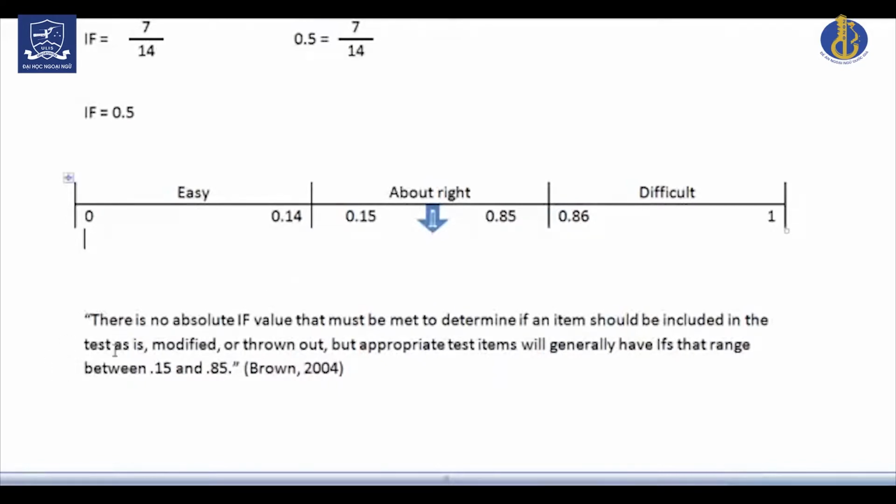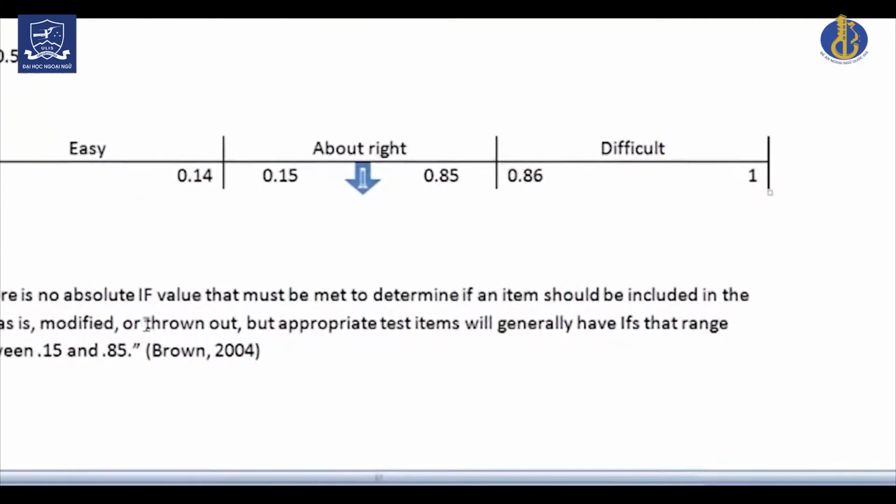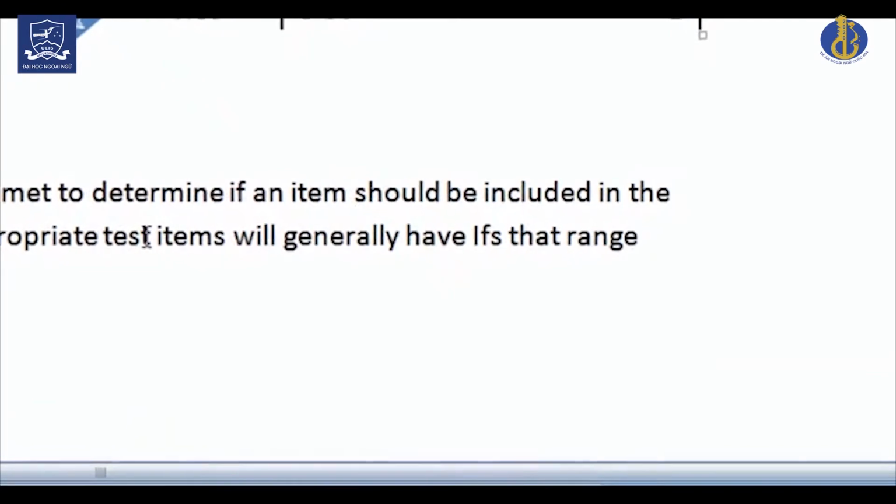As it says here, there is no absolute IF value that must be met to determine if an item should be included in the test as is, modified, or thrown out. But appropriate test items will generally have IFs that range between 0.15 and 0.85. But again, it is your decision to keep, modify, or throw out an item.